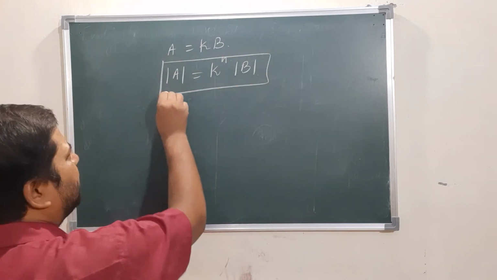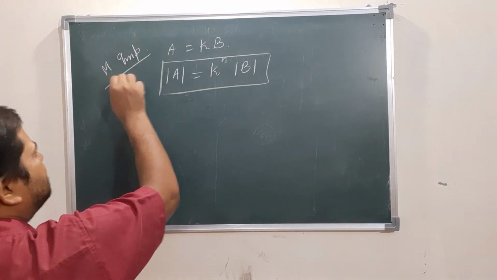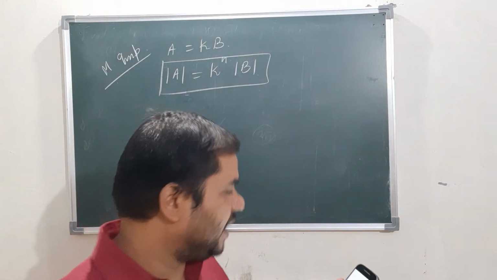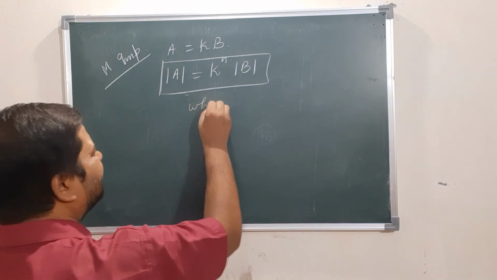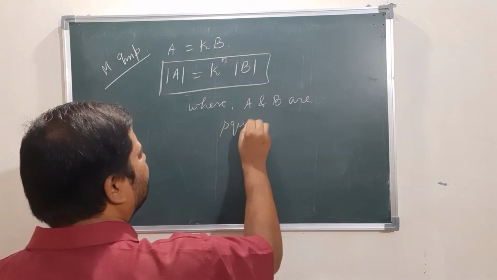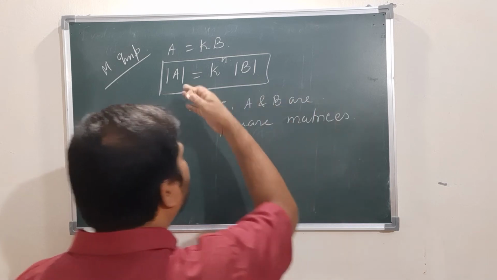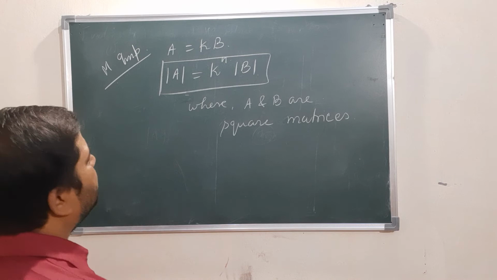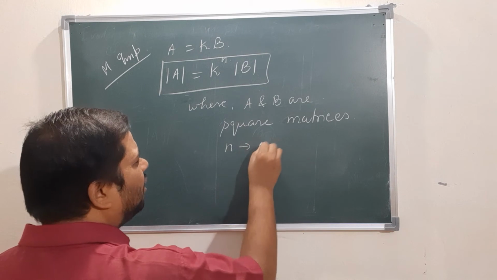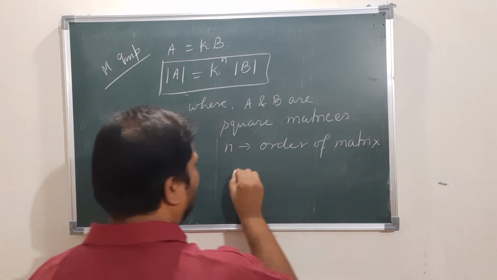So the most important thing, question is based on this topic. So many questions are there. If A is equal to KB, where A and B are square matrices, then determinant of A is equal to K to the power N determinant of B, where N is the order of matrix A and B.